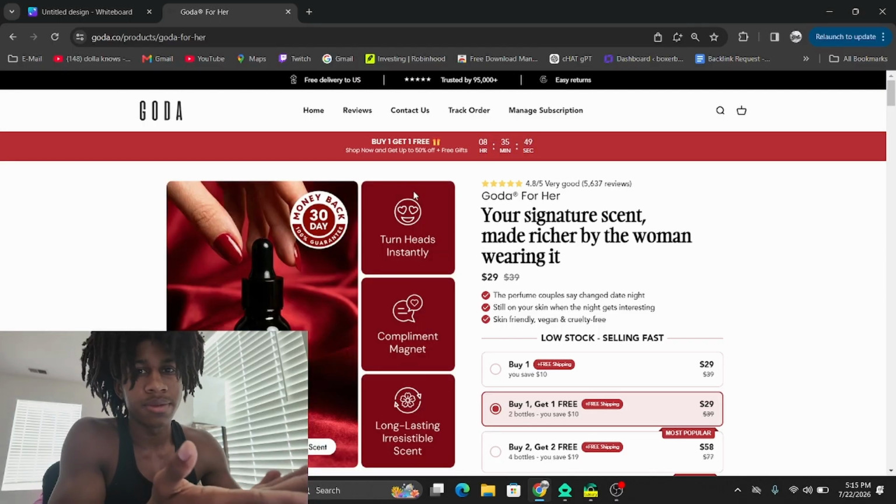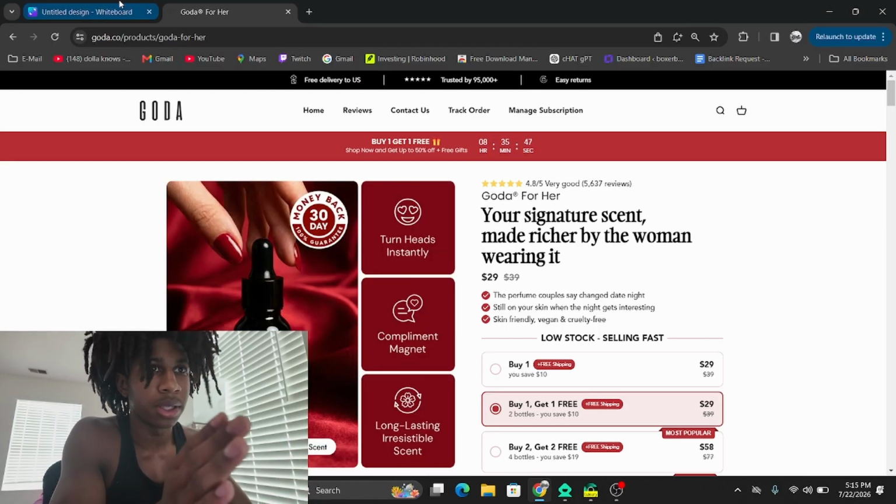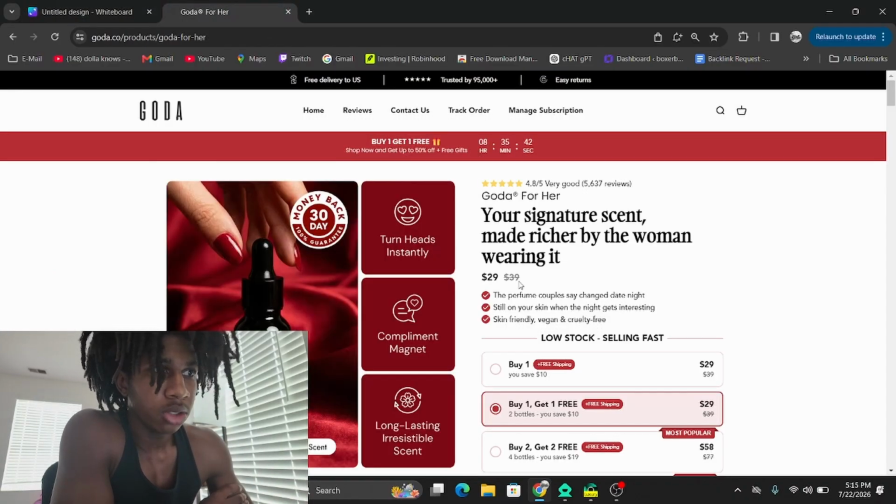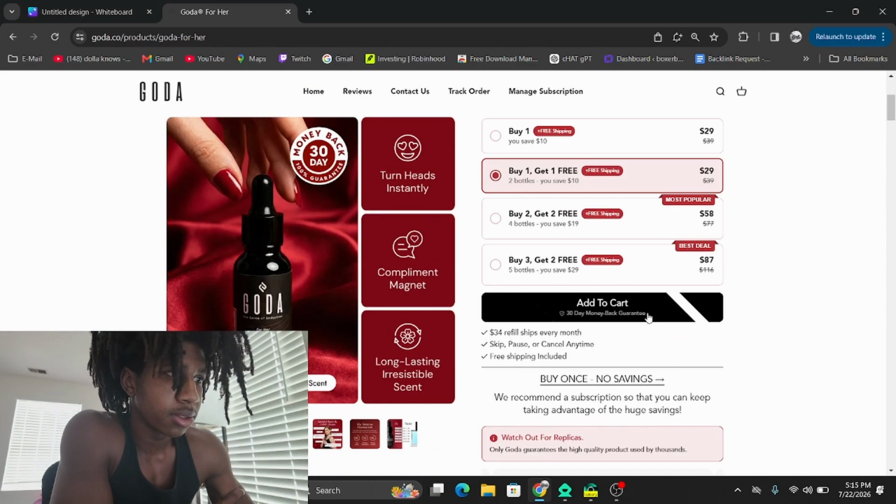So obviously this is their plan, and their plan is to create some urgency, right? And you can do that by using a timer. You can do that by doing what they have right here. They say low stock, selling fast.